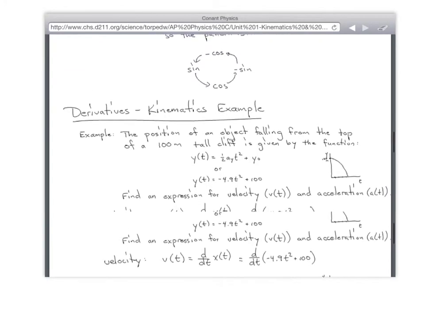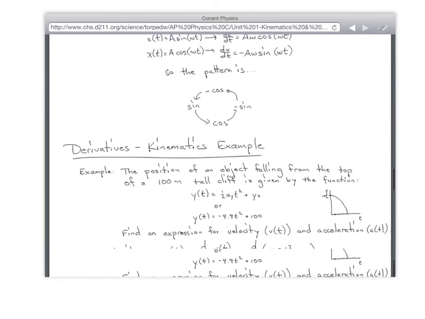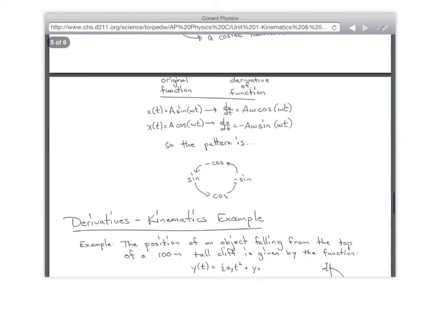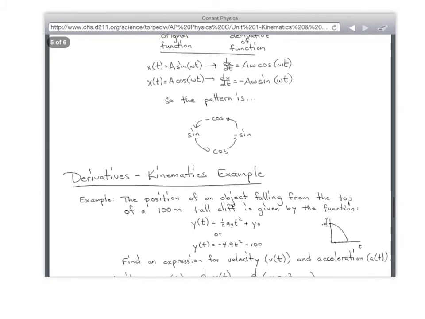Let's see. Why don't we do these? Yeah, let's do this. The position of an object falling from the top of a 100-meter tall cliff is given by the function y as a function of time equals 1/2 a t squared plus your initial y position. Find an expression for the velocity and acceleration as a function of time, given that the acceleration due to gravity is 9.8 meters per second squared. Go.